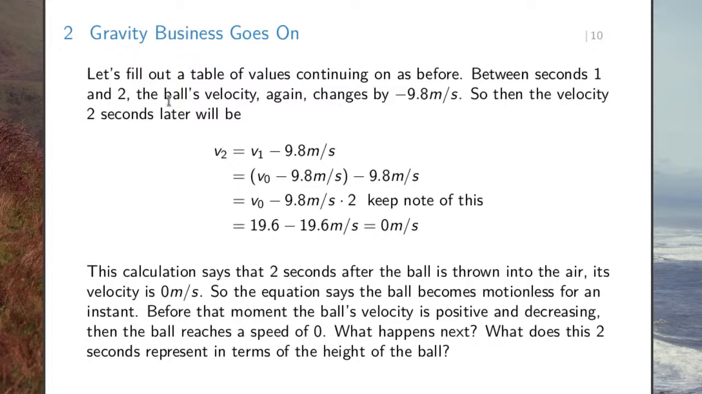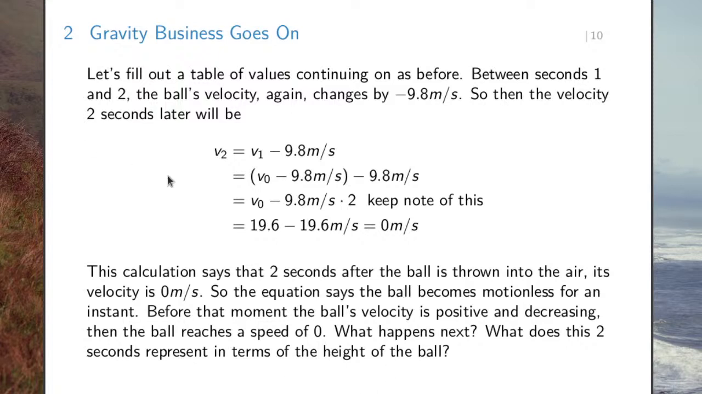And now between the end of second 1 and the end of second 2, the ball's velocity is again going to change by negative 9.8 meters per second. So 2 seconds after the ball is thrown, it's going to be whatever the speed was after 1 second minus another 9.8 meters per second. That's exactly what that acceleration means. It means that for every second that goes by, the velocity changes by negative 9.8 meters per second.